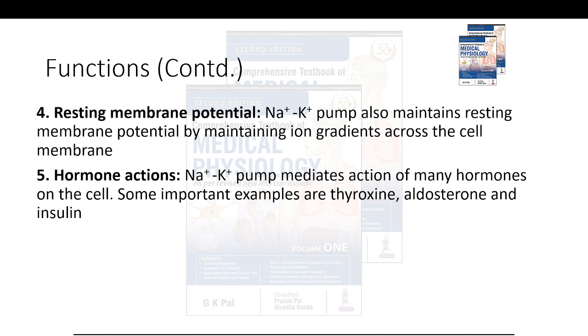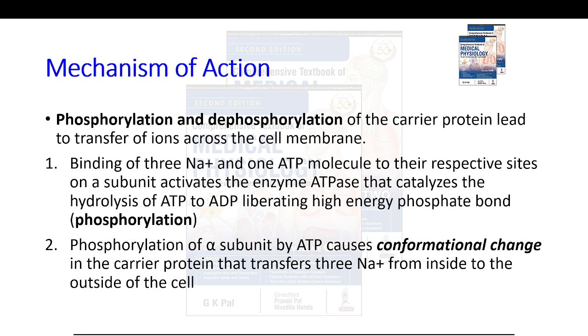Examples are thyroxine, aldosterone, insulin. So phosphorylation and dephosphorylation of carrier proteins lead to transfer of ions across the cell membrane. The binding of 3 sodium and 1 ATP molecule to their respective sites on the alpha subunit activates the enzyme ATPase. It is called phosphorylation. So phosphorylation of the alpha subunit by ATP causes a conformational change in the carrier protein that transfers 3 sodium from inside to the outside of the cell.